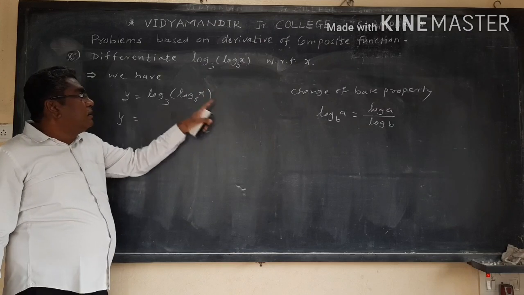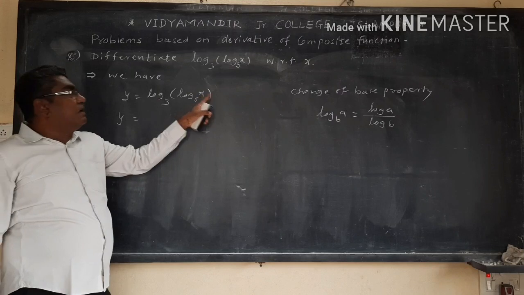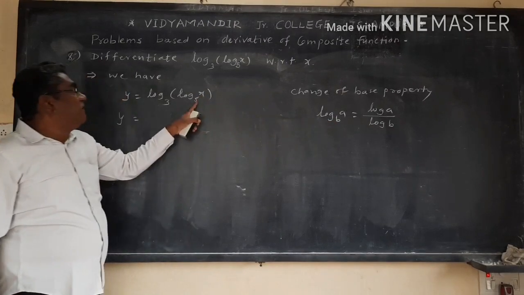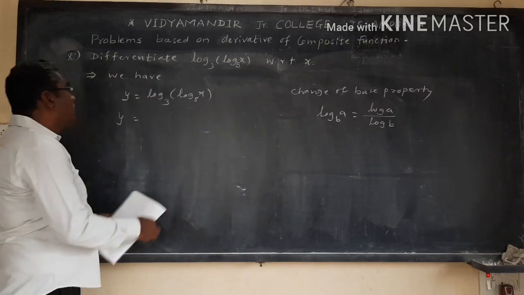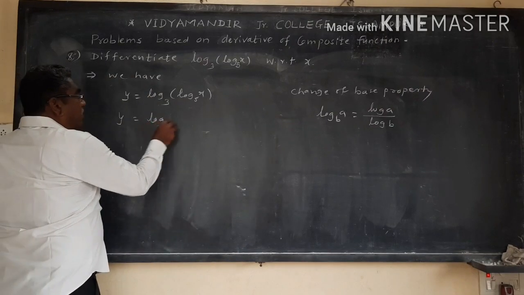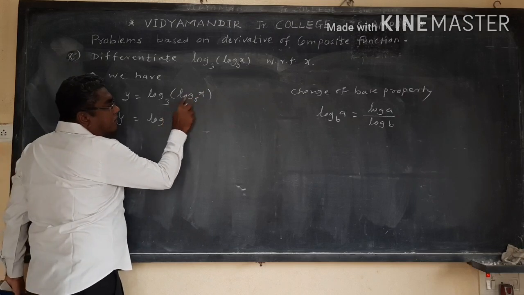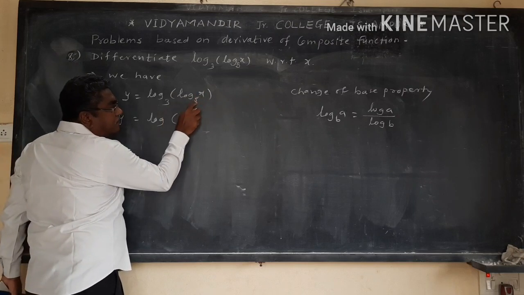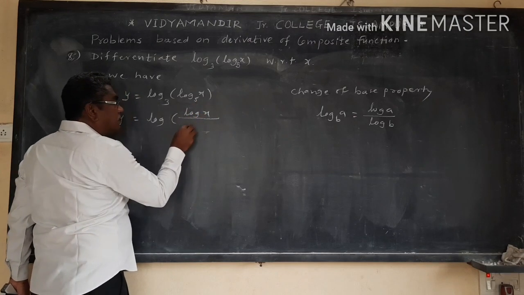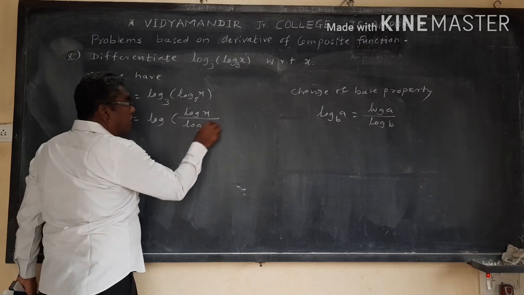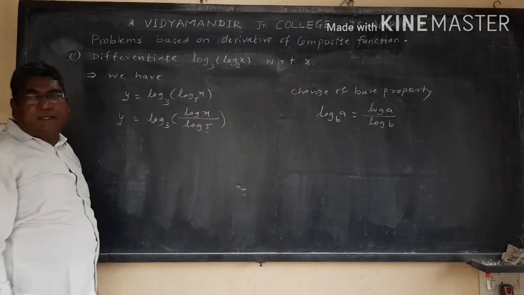Here a is x, b is 5. Log a to the base b is log a upon log b. By the change of base property, log x divided by log 5, log x divided by log 5, base 3.